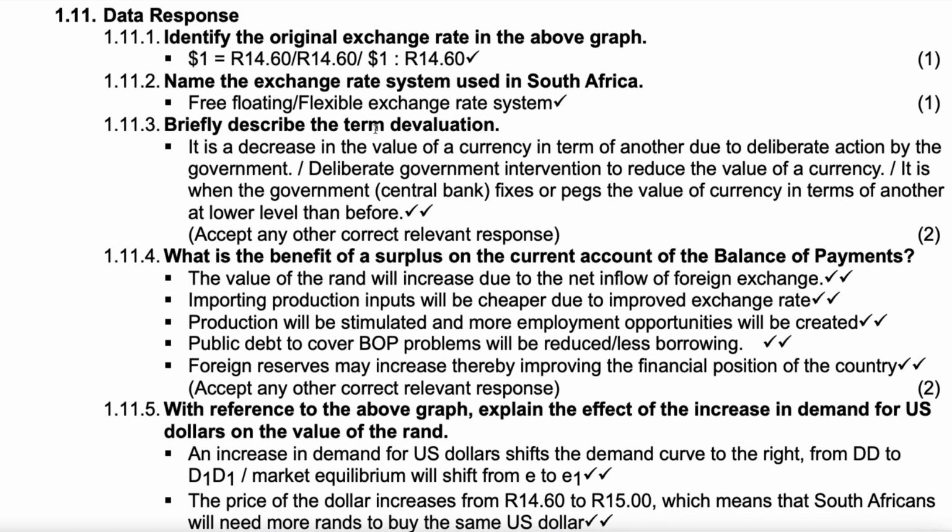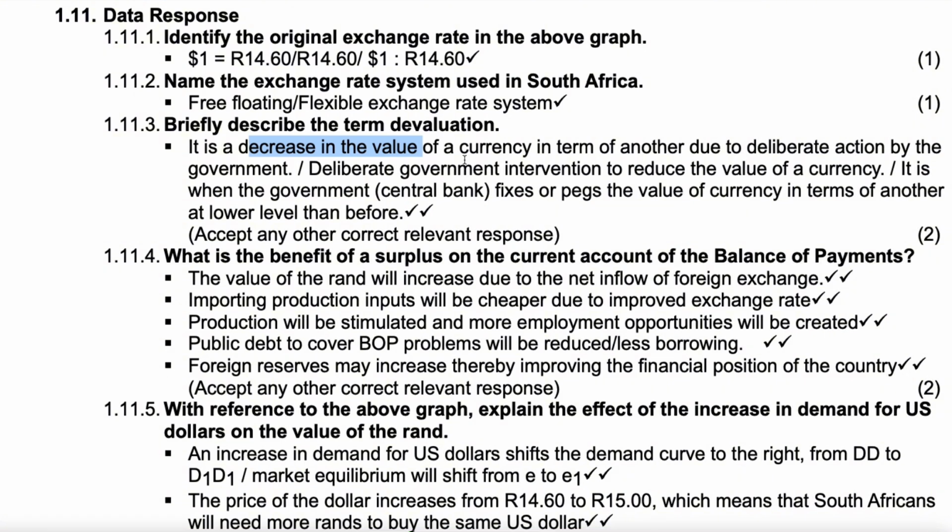Then name the exchange rate system used in South Africa. We said it's a free-floating exchange rate system. Briefly describe the term devaluation. I explained this. So it is a decrease in the value. Okay, first, this part is important. Because if you don't talk about the fact that the value of a currency goes down, then I don't know what you want to talk about. So this has to be there in your definition.